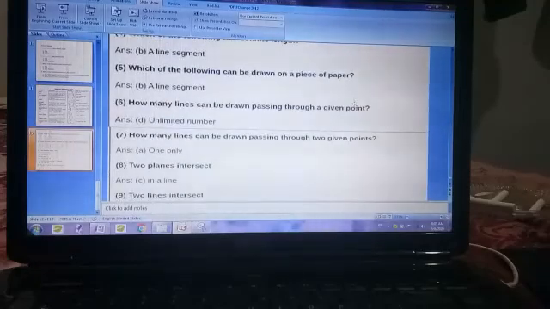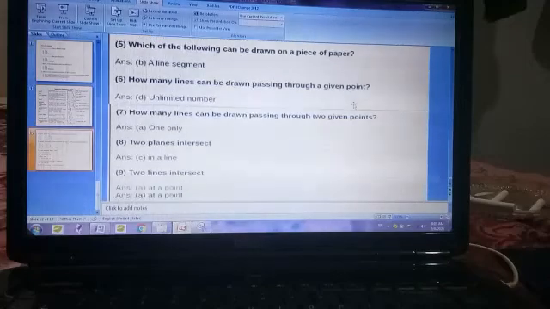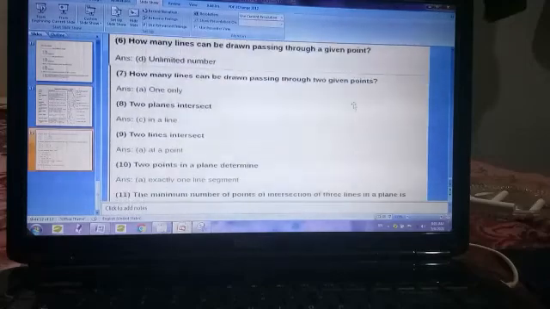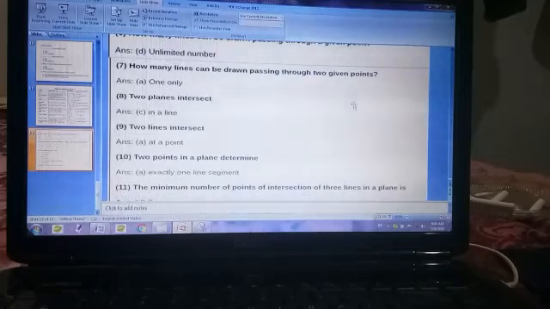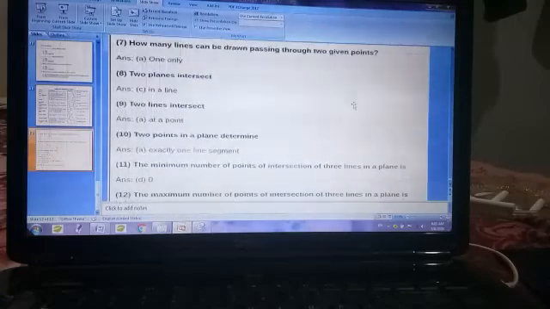Which of the following can be drawn on a sheet of paper? Because a line and a ray have unlimited length, we cannot draw them, so we can draw only the line segment with definite length. The 6th one: how many lines can be drawn passing through a given point? An infinite number of lines we can draw. In the 7th one, how many lines can be drawn passing through two given points? Only one can be drawn.